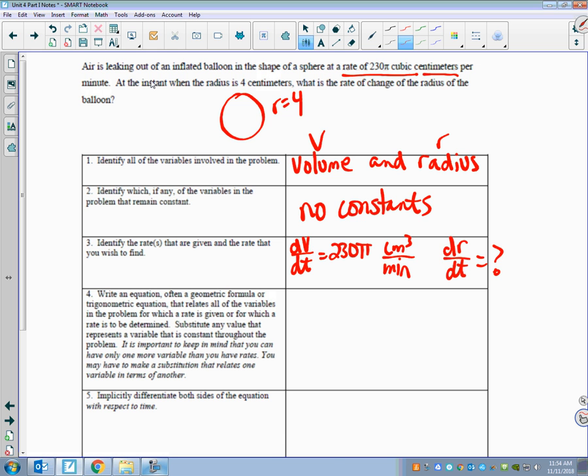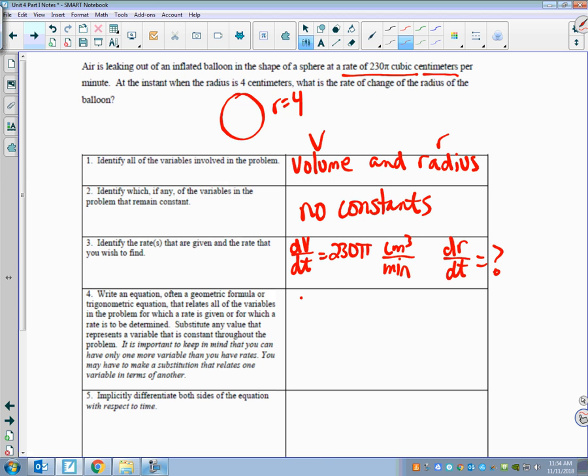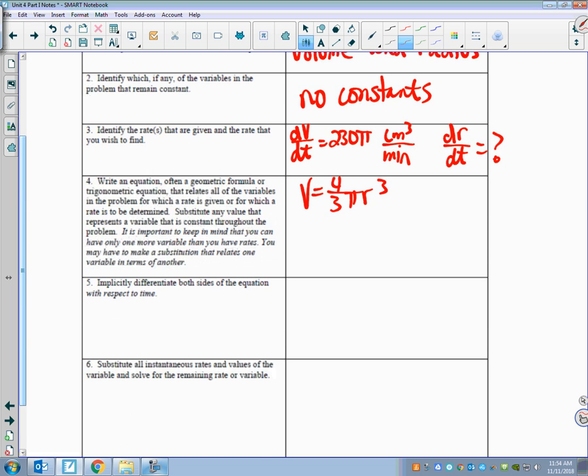Volume of a sphere, it's really nice on this first page here. They give us this. Volume of a sphere is 4/3 pi r cubed. So that's what we're talking about in this problem: volume equals 4/3 pi r cubed. We have the volume and the radius, and that's what we have the derivative of. So then we're going to take the derivative of those.